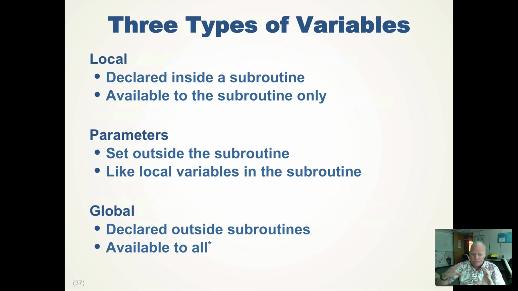And now we add this new variable concept of the parameters that we're passing in to the subroutine. The actual value is set outside the subroutine, and we can treat them as local variables within the subroutine. The parameter name is a local variable of the type of the parameter, and you can use it in the code inside your subroutine. So we've added this third type of variable, which is a parameter.